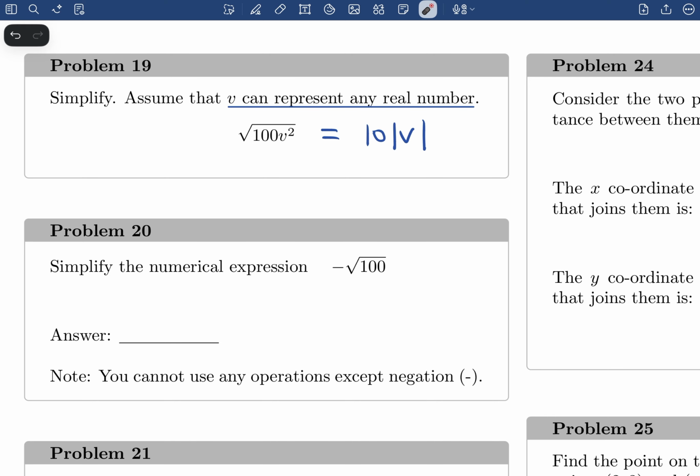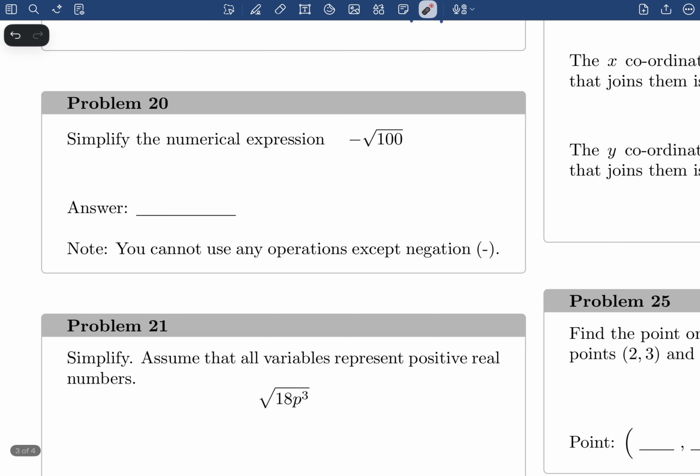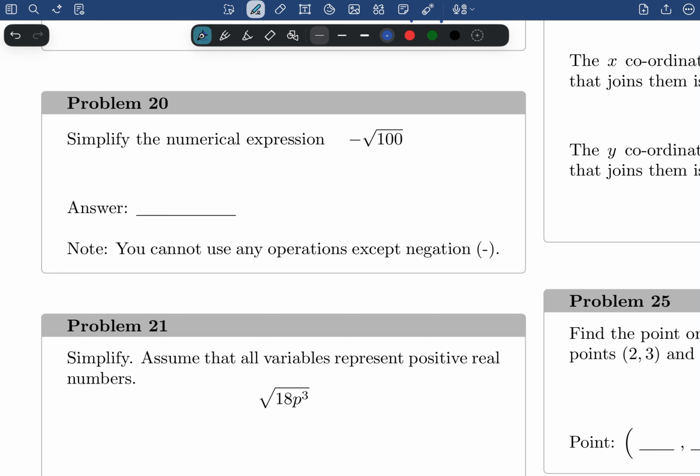Great. Moving on, problem number 20. Simplify the numerical expression, the negative square root of 100. If you see a negative sign in front of a root, that's fine. That's always fine to have. And so we're just going to write, hey, that result is negative, and then the square root of 100 is 10. So -10 is my final answer. Done.